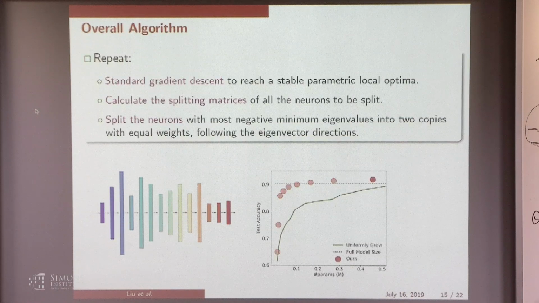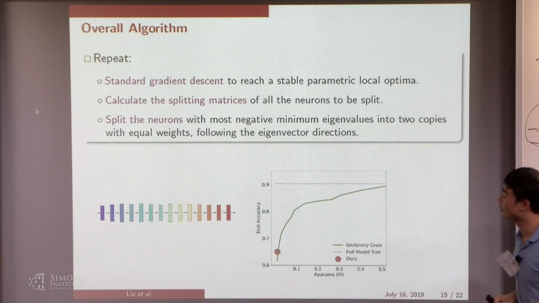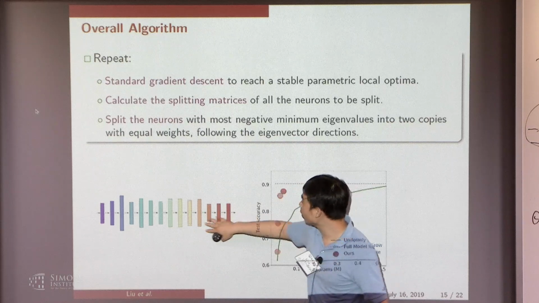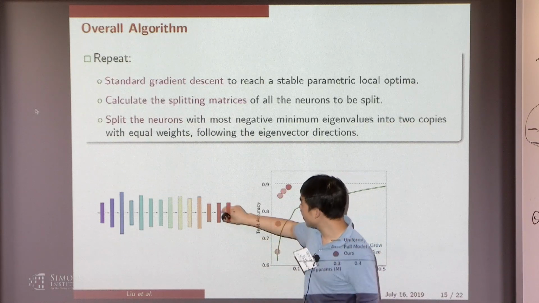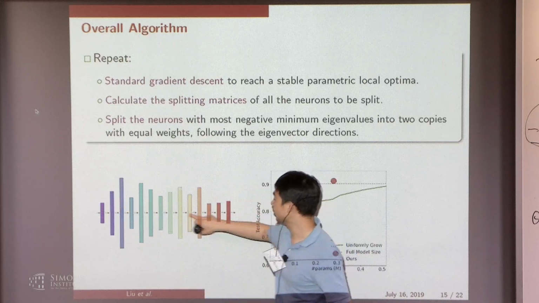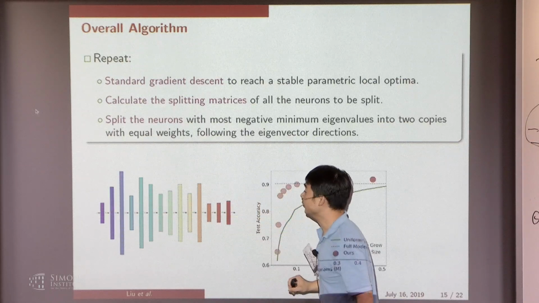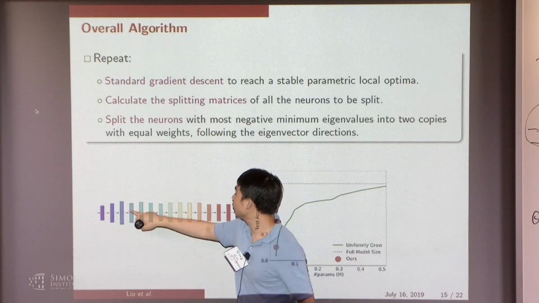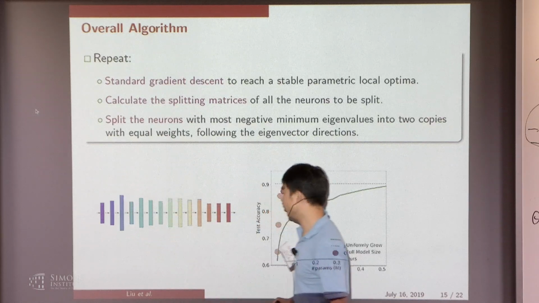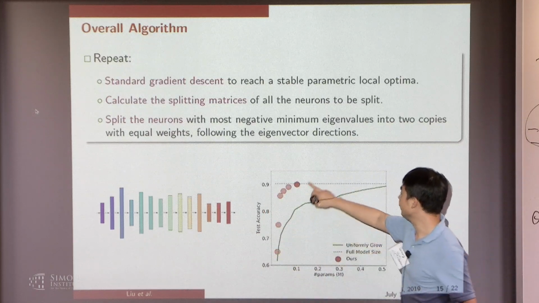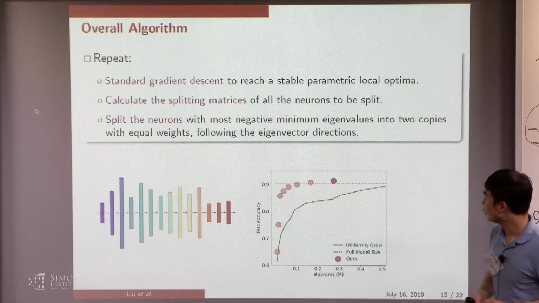Okay, so this is a simple visualization of our algorithm. Let's say in this case, we are using a MobileNet on CIFAR-10, starting from a small network. At each iteration, we run through all the layers and calculate the eigenvectors, and then decide which neurons to split, right? By splitting neurons in different layers, we will end up with an architecture that is very different from the original one. Then you can see the accuracy increases.